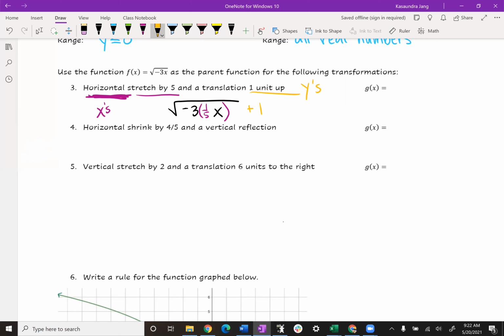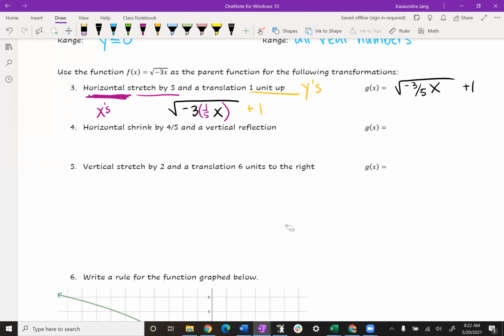All right, I do have a little simplifying I can do. So the -3 times 1/5 is -3/5, times that x, and then I got a +1 on the outside. All right, so here's the g of x function that we're going for.